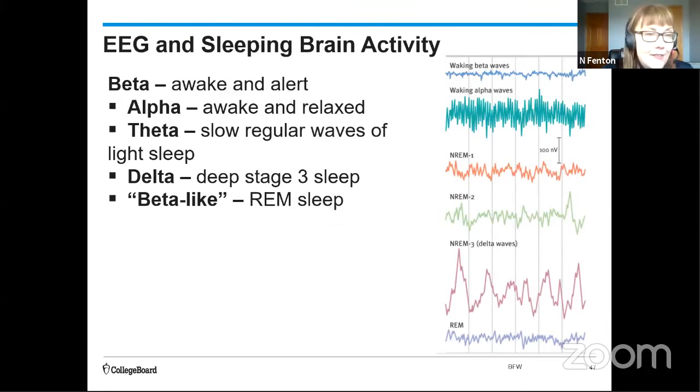Okay, so these are just the different brainwave activities measured by an EEG. So again, I said the beta waves, waking beta waves, are awake and alert. Alpha waves are going to be dominant when you're awake but relaxed. They're often dominant during things like meditation. Theta waves, the slow, regular waves of light sleep, and then delta with the D for deep sleep. And then in REM, you have those beta-like waves.